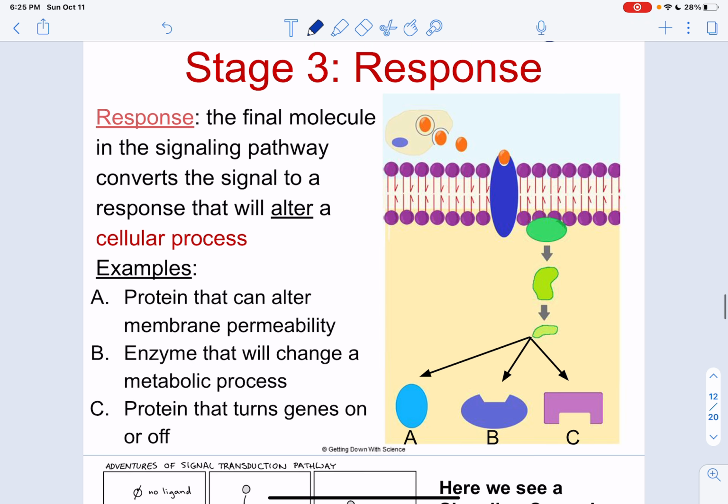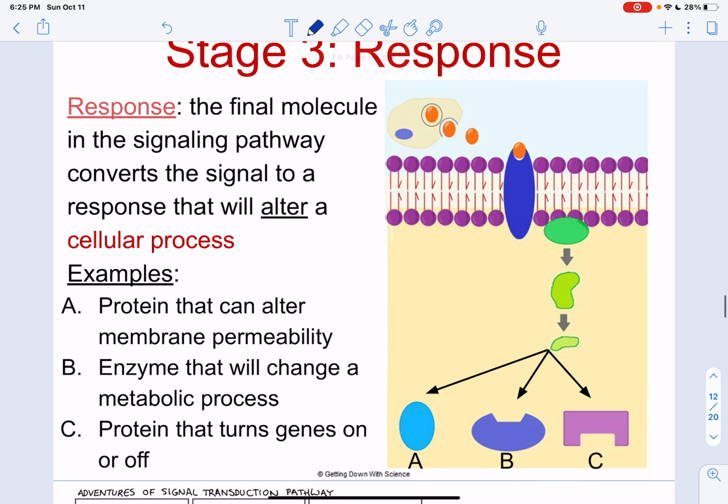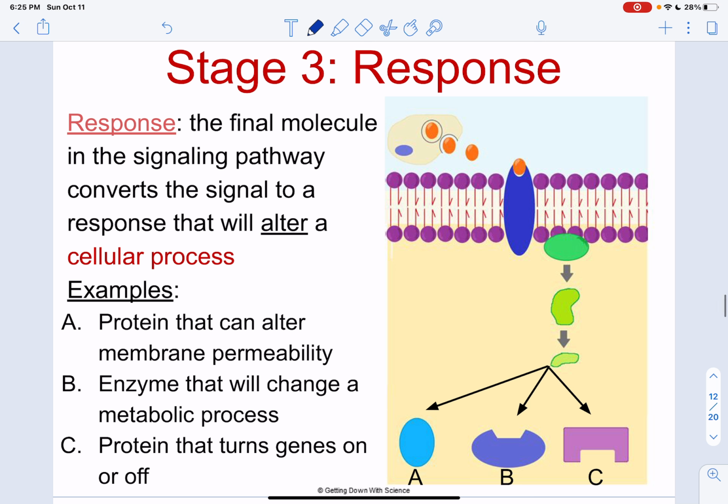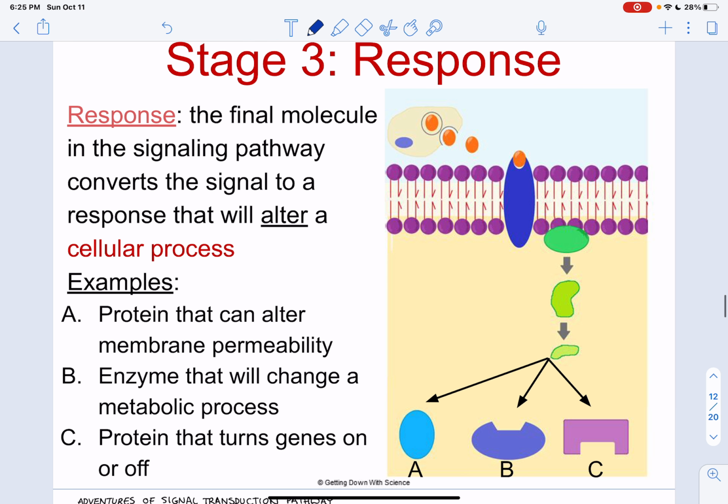Finally, we're going to have a response. A response is the final molecule in the signaling pathway that converts the signal into the response that's going to cause a cellular process. And so, for example, this might be a protein that can alter membrane permeability. This could be an enzyme that will change a metabolic process or a protein that turns a gene on or off. So it's that final conversion.